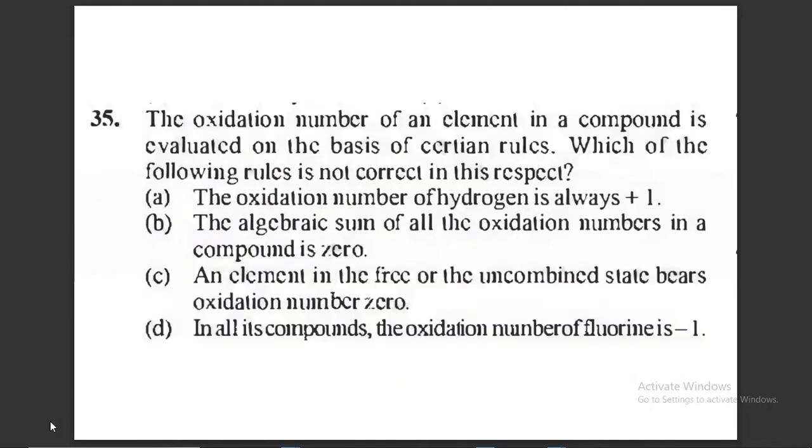Let's read question number 35. The oxidation number of an element in a compound is evaluated on the basis of certain rules. Which of the following rules is not correct in this respect? It would be that the oxidation number of hydrogen is always plus one is not correct. That is the answer for question number 35. Fine.